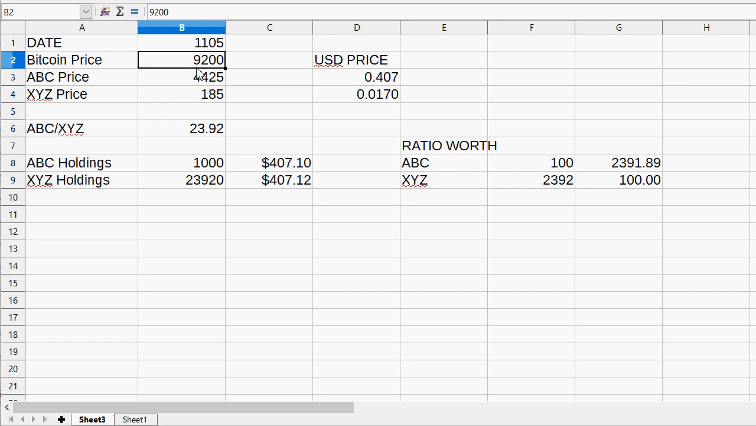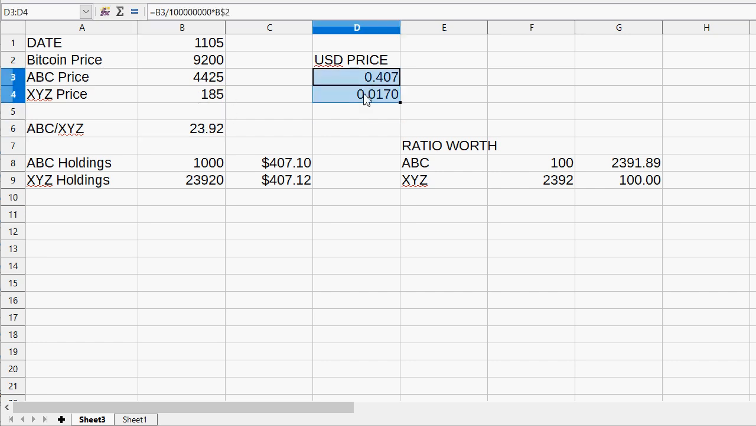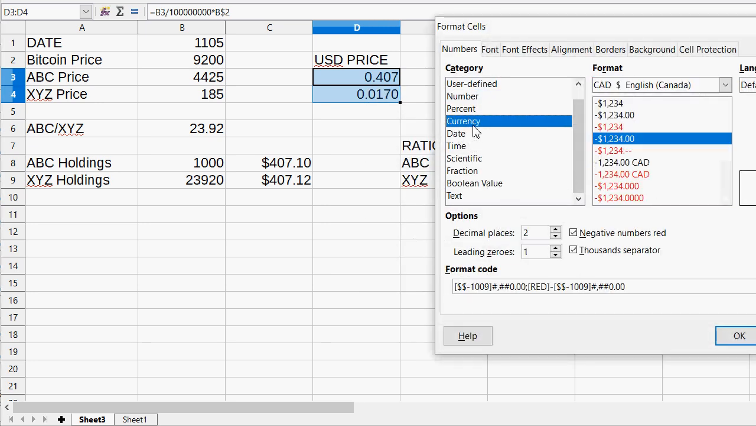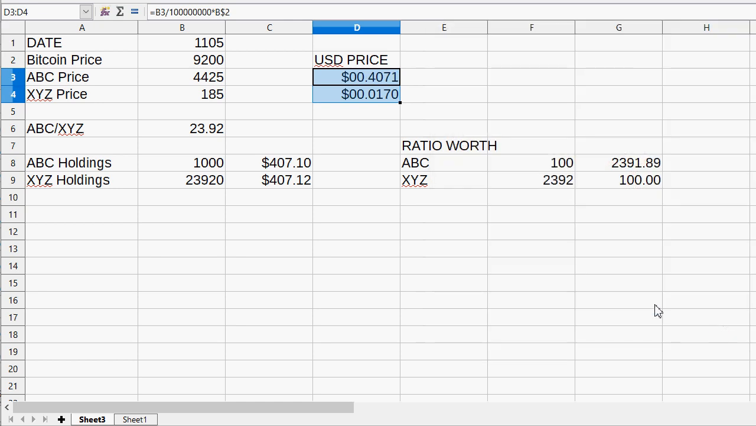As I mentioned, sometimes you're just going to add more Bitcoin into it, so I'll make that situation occur within it. These are all manual entry points in here: ABC price, XYZ price. What that will do is calculate the ratio, which is automatic. I can put this in currency to make it readable. Let's do 4 decimals, 4 decimal places is good.